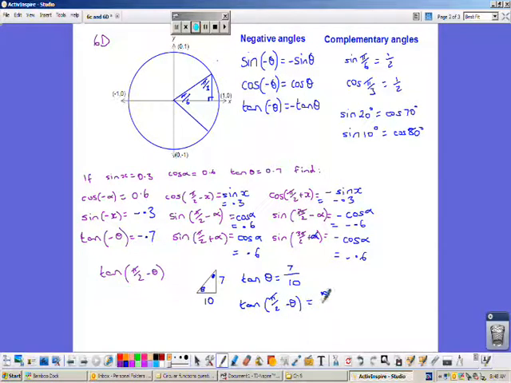So that's a really nice, easy way using triangles to solve that one. You can do it algebraically, but that's a really easy one to use your triangle to do.